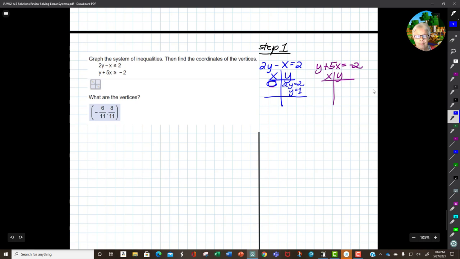And if y is 0, then x will be negative 1 times x equals positive 2. Divide both sides by negative 1. You can also multiply both sides by negative 1, but that'll give you x equals negative 2. So there are your 2 points. The blue line's going to be a lot easier to graph.